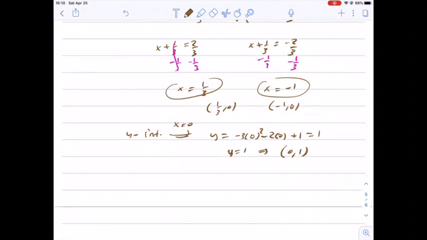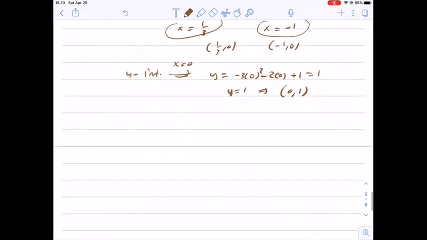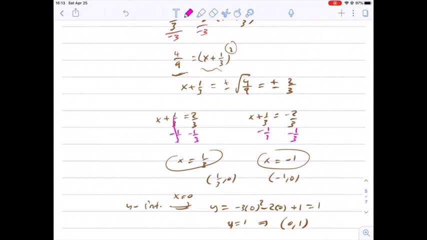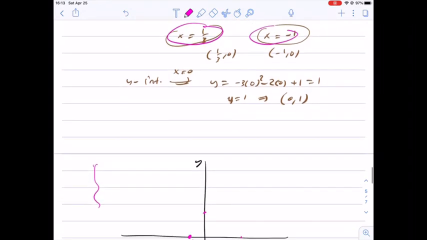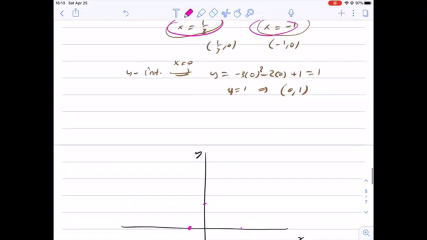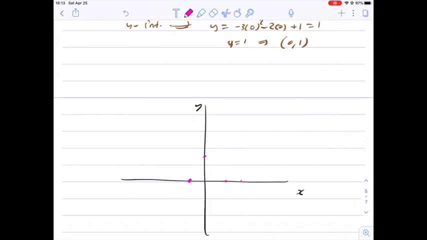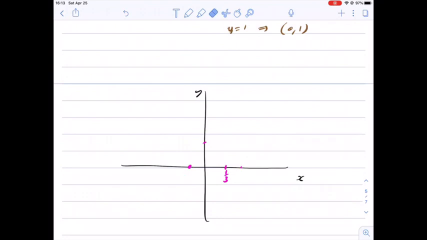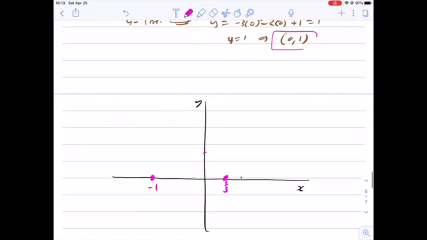Now we have pretty much all the information that we need, so we can graph the function and intercepts. We have x equals 1/3 and x equals negative 1, and I don't want to miss any point here. So x equals 1/3, this is 1/3, and x equals negative 1, this is negative 1. So these are the x-intercepts. Now let's do the y-intercept. The y-intercept is 0, 1. So 0, 1, this point here.